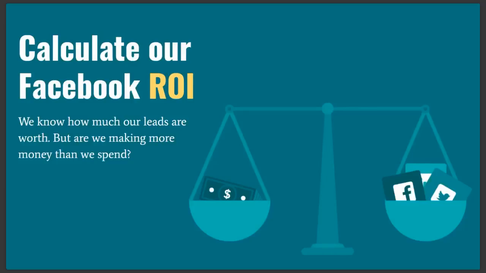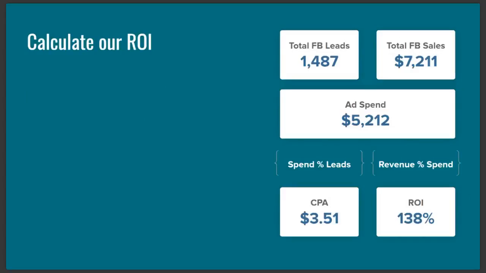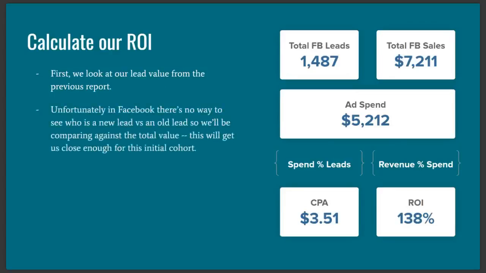But at the end of the day, what we know here is that our value is not good for our old leads. So now we're going to calculate our Facebook ROI. We know how much our leads are worth, but are we making more money than we spend? All right, so let's calculate our ROI. First, we look at our lead value from the previous report, and that was 1487. Unfortunately, in Facebook, there's no way to see who is a new lead versus an old lead, so we'll be comparing against the total value. And this will get us close enough for this initial cohort.